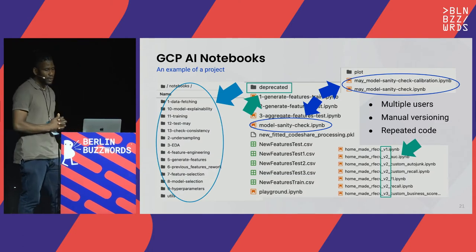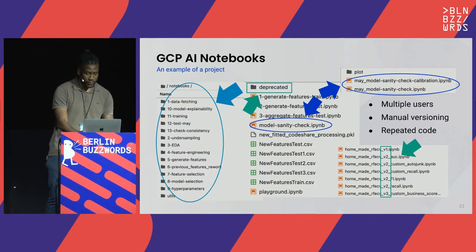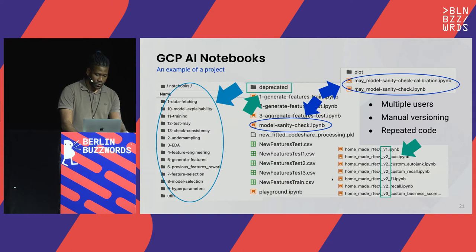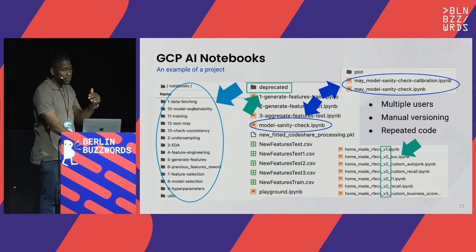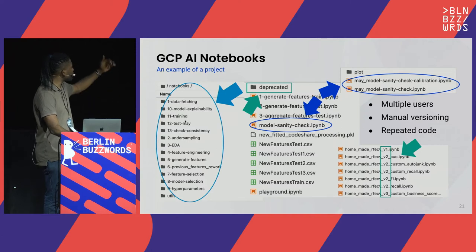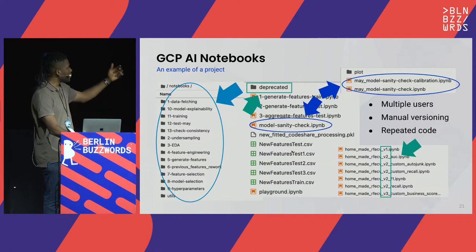This is one example of one project on AI Notebooks. You can see we have our project, and then in the notebook folder, we have several folders. And in one folder, you can have these files. You can see you have a lot of notebooks, and also CSV files, also pickle files.